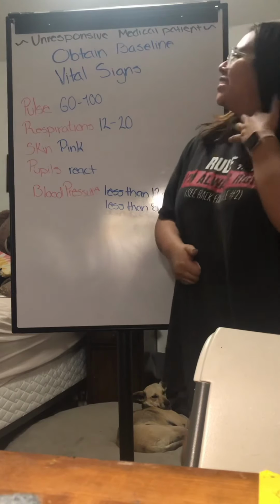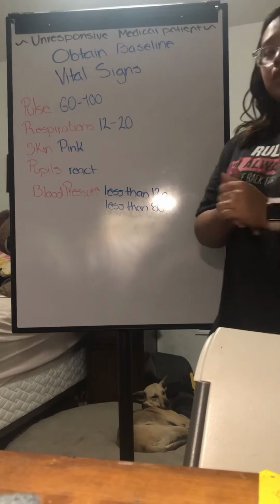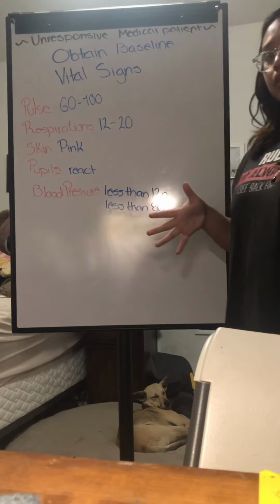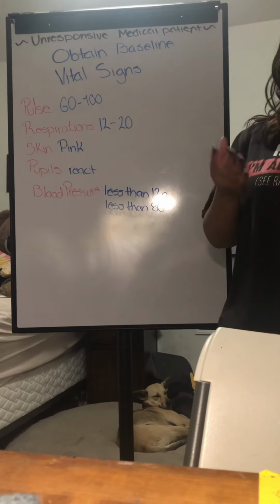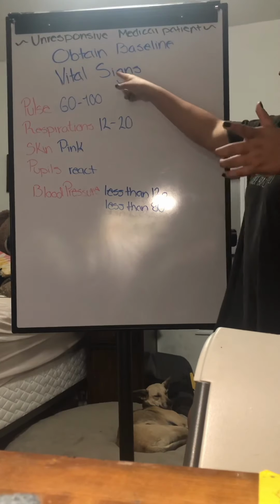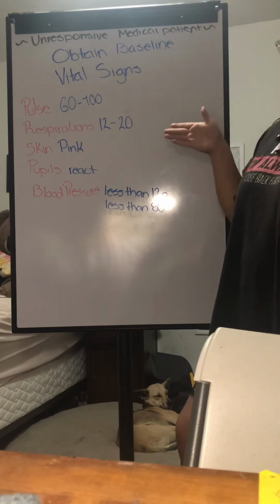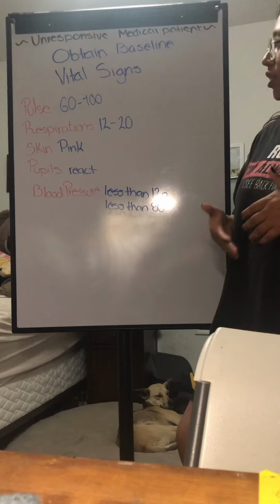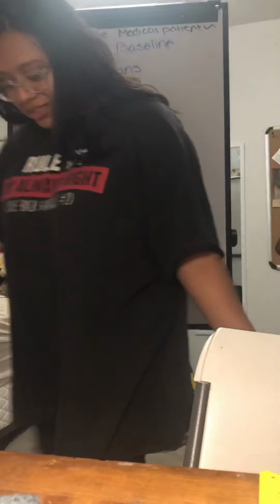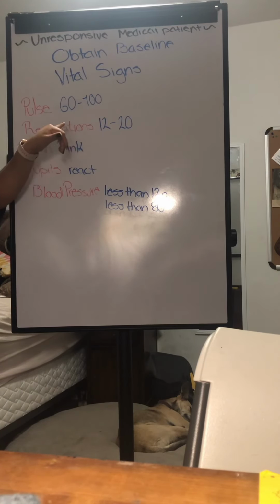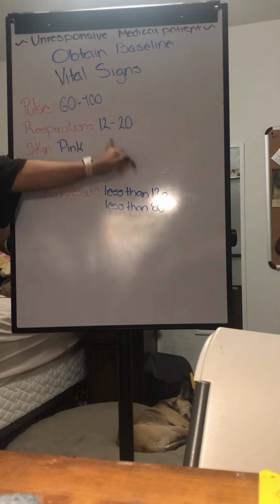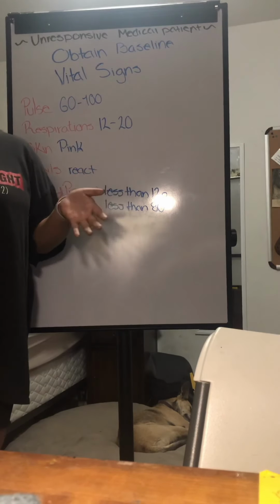Part 2. So, as I had mentioned earlier, the first step was the rapid physical examination. After we have completed that, then we can move on to obtaining the baseline vital signs. So let me look at this side again. What we start with is the pulse. The pulse should be between 60 and 100. That should be the pulse rate.